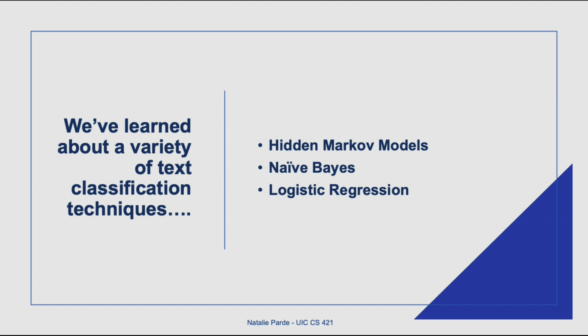So far, we've learned about a variety of different classification techniques. We started out by learning about HMMs, which were an extension of finite state automata. Then we moved on to naive Bayes, and then in this module, we've focused on logistic regression. Conditional random fields are another common classification technique in natural language processing.